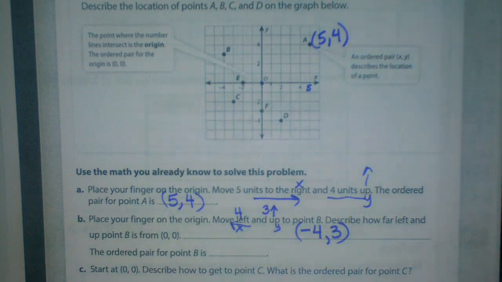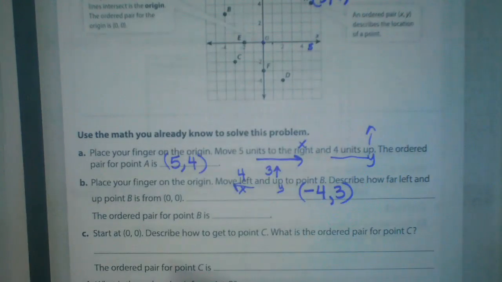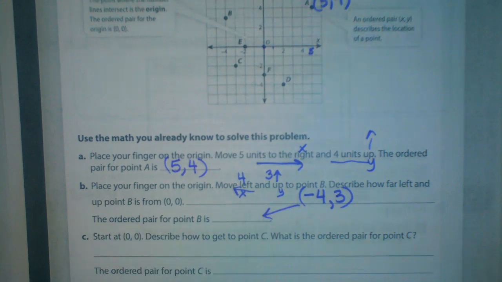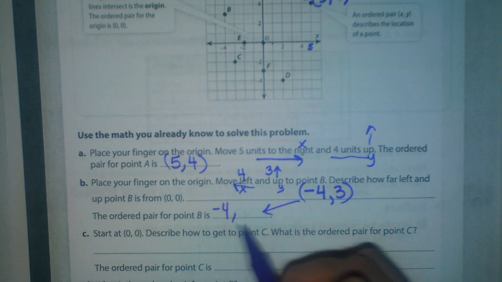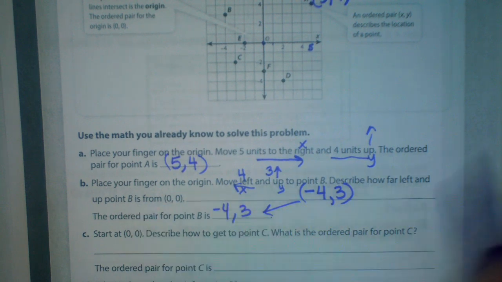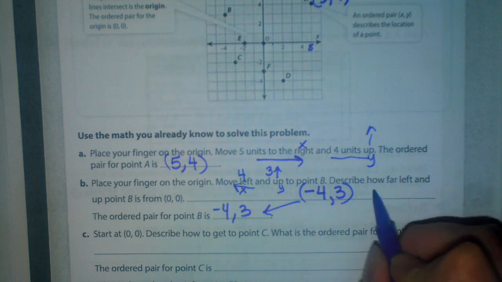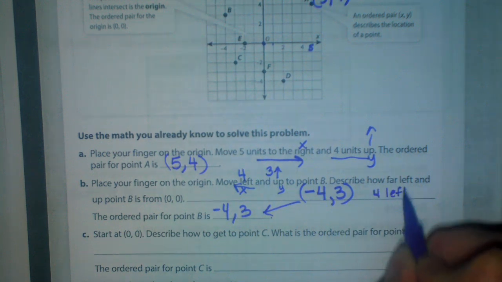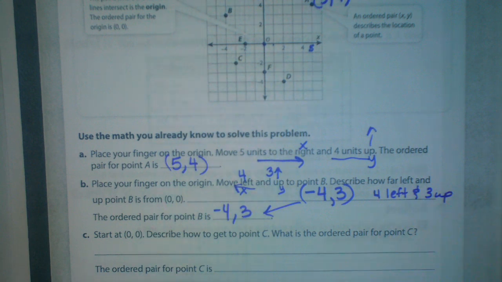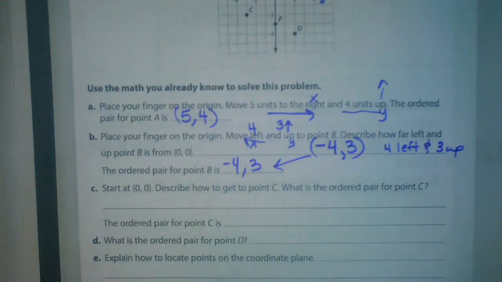Oh, that goes here. -4, 3. So it says describe how far left and how far up, right? So we went 4 to the left and 3 up. And that gave us -4, 3.